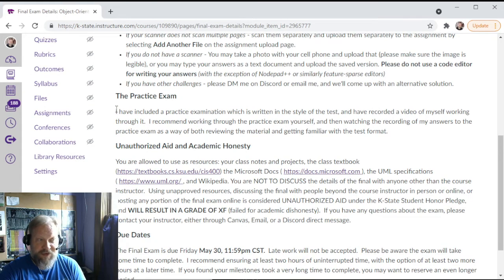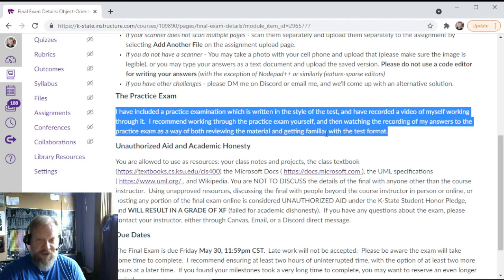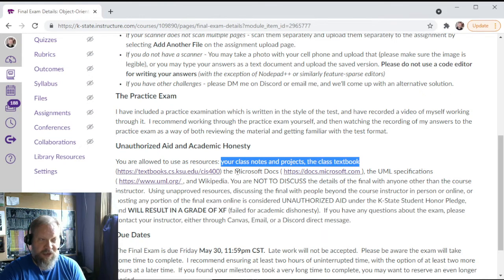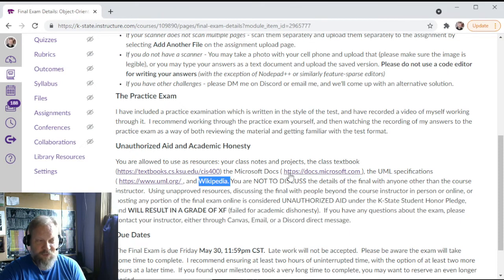I've also included a practice exam, so we'll take a look at that, and I'll actually work through that in a separate video, just so that if you have any questions about the format or anything, that's all basically captured there. And then on the unauthorized aid, remember you're allowed to use your class notes, your projects, the class textbook, Microsoft documentation, UML specification, and you can also use Wikipedia. I don't think it'll be very helpful, but you can.